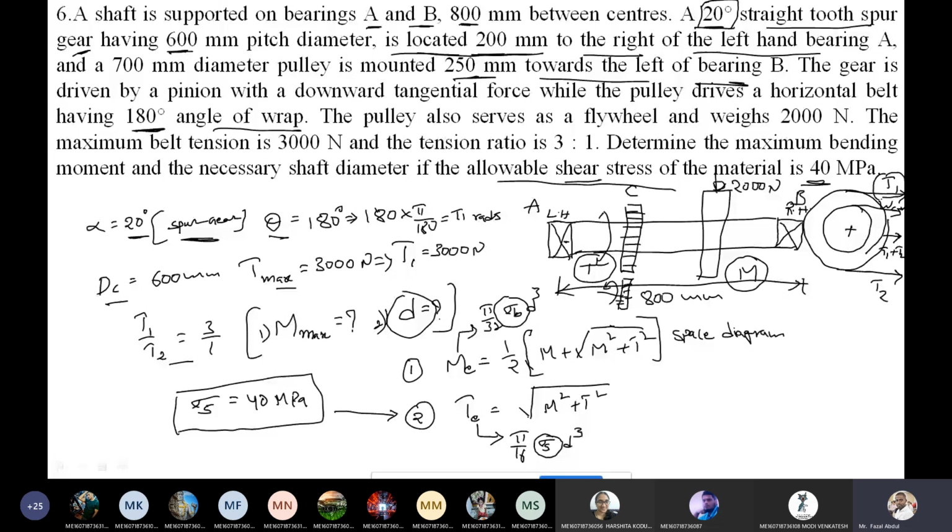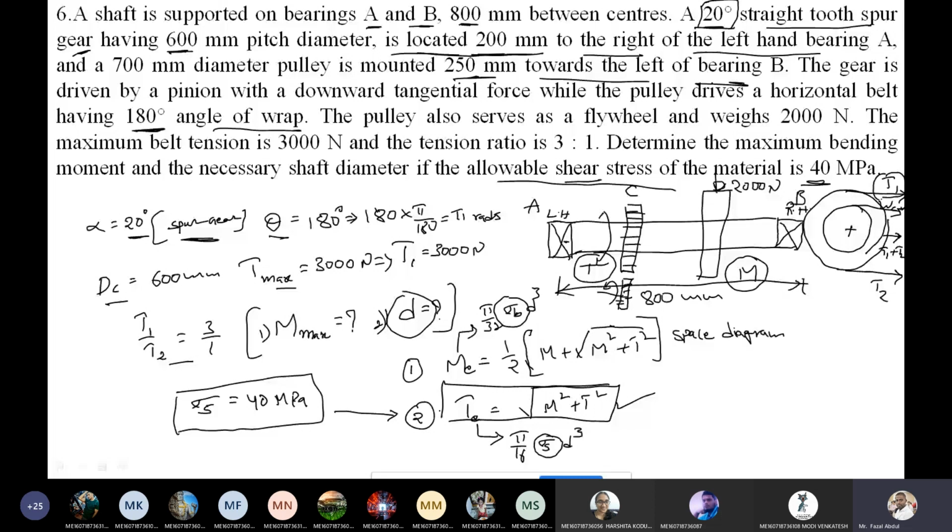Sigma s, the allowable shear stress value, is given in the question. The allowable bending stress value is not given. For that reason only, I am selecting the second equation. Like this, you need to identify which equation is suitable to solve the problem. So identify the equation; this equation is going to be helpful to solve this problem.